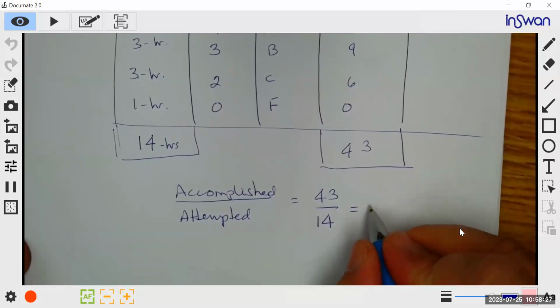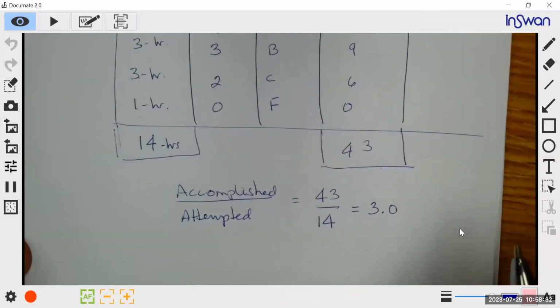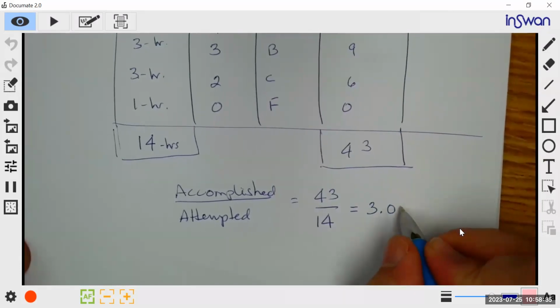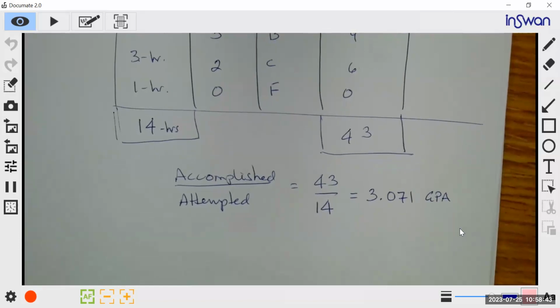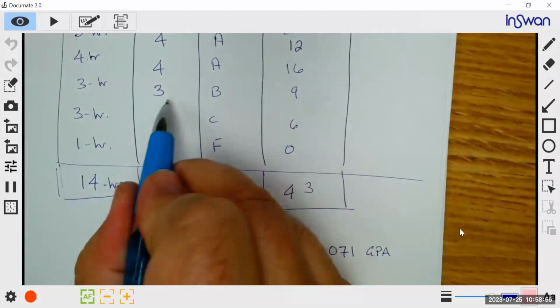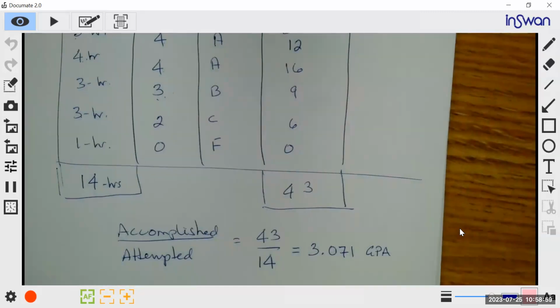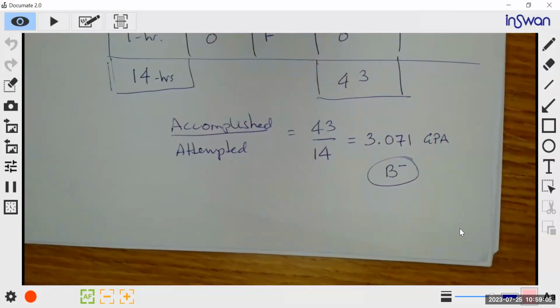3 times 14 is 42, so it's 3 point what? 3.0, 7, 1. So that's your GPA, your grade point average. So on the scale of things, what grade did she get for the semester? A B, because a B goes from 3.0 to 3.99. So actually it's a B minus for the semester.